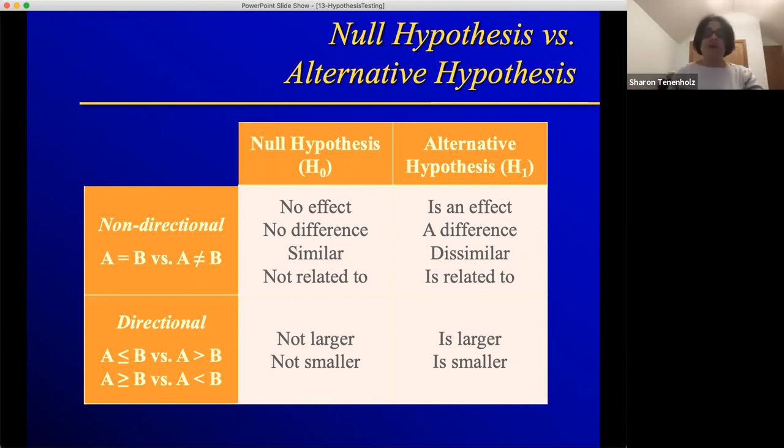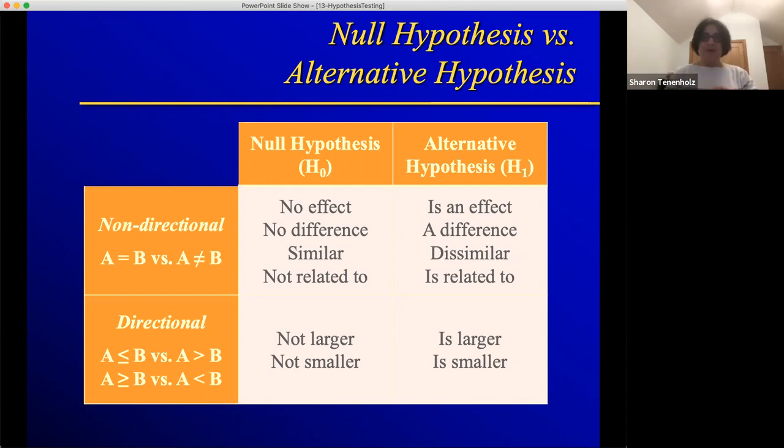So our alternative hypothesis is the one that maps onto what we believe is going to happen in our experiment. So we might say that one thing is larger than the other or is smaller than the other. Or we might say that there is a positive correlation, a positive relationship between two things, or a negative relationship. The null hypothesis is not larger if we're predicting that it is larger, or not smaller if we're predicting that it is smaller. It's the opposite.